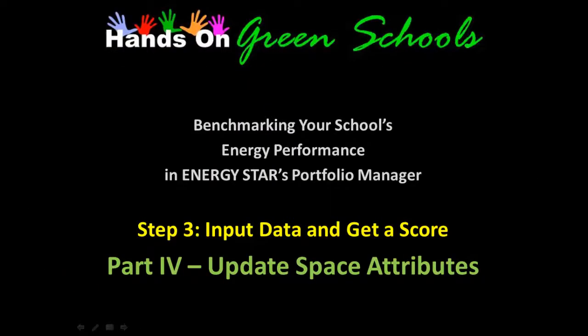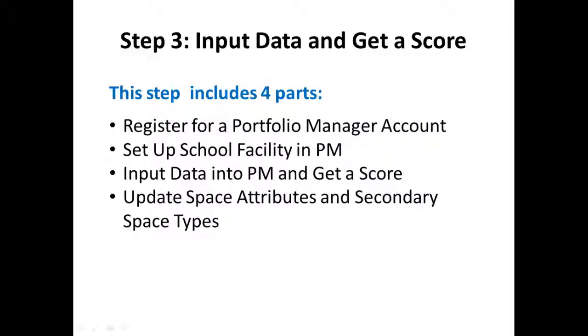In this presentation, we're going to talk about updating or correcting your space attributes and possibly adding a secondary space type. This is the last part of step 3, inputting data into Portfolio Manager and getting a score. So far in step 3, we've looked at how you register for a Portfolio Manager account, set up your school facility in Portfolio Manager, then input data into Portfolio Manager and get a score. Now we're going to look at how you update or correct your space attributes and possibly add a secondary space type to your school facility.